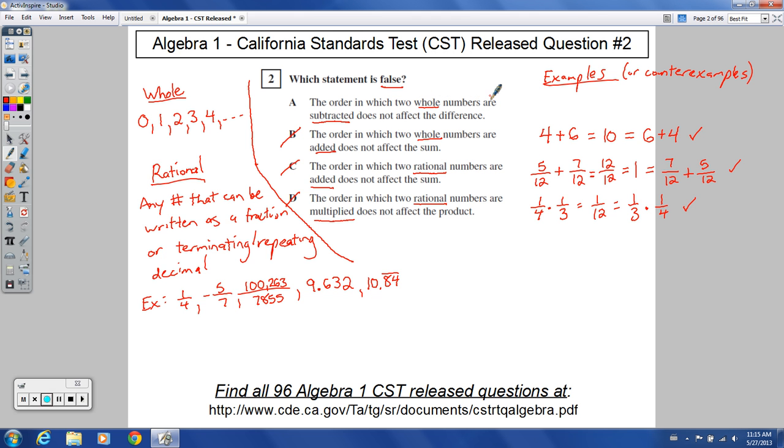So the order in which two whole numbers are subtracted. If I took, for instance, 4 minus 3, we'll keep it real simple, that's 1. But if I switch the order and take 3 minus 4, that equals -1. These are different numbers. So is this one false? Yes, it is false. It's not true. We didn't get the same thing there and there. So number 2 is choice A.